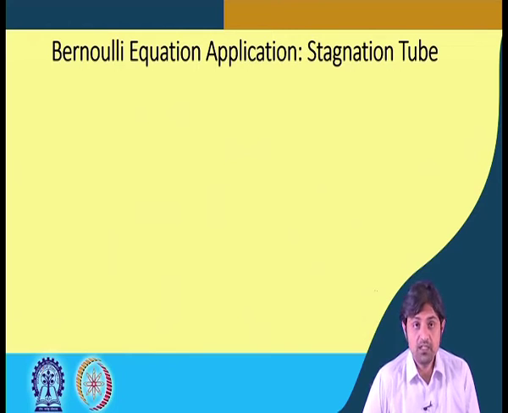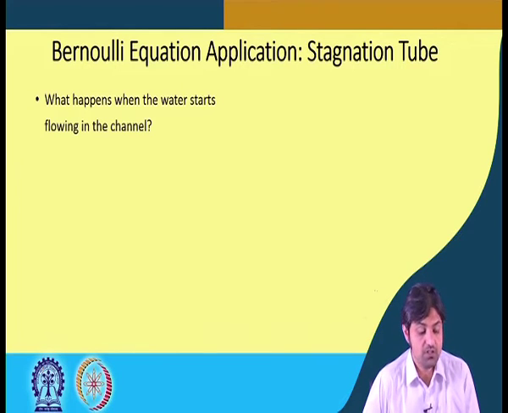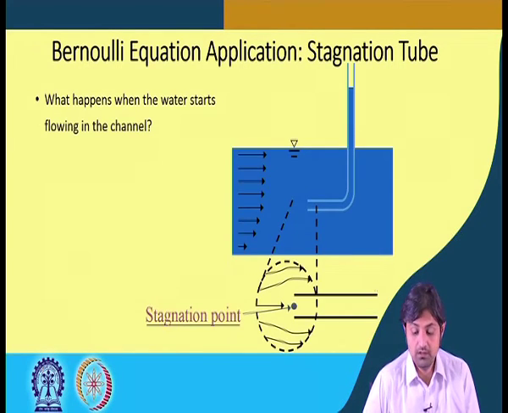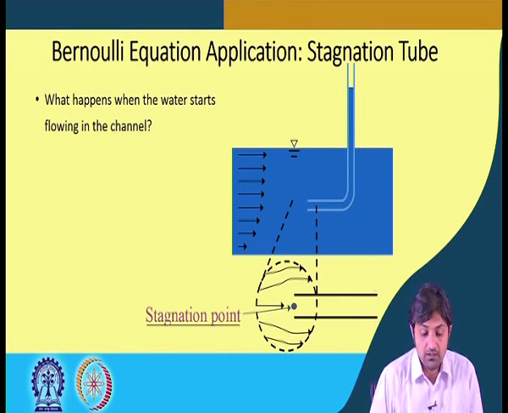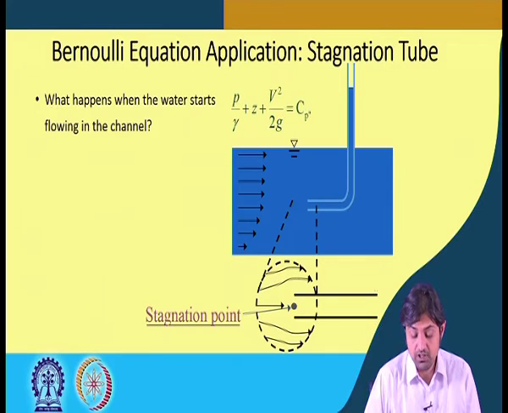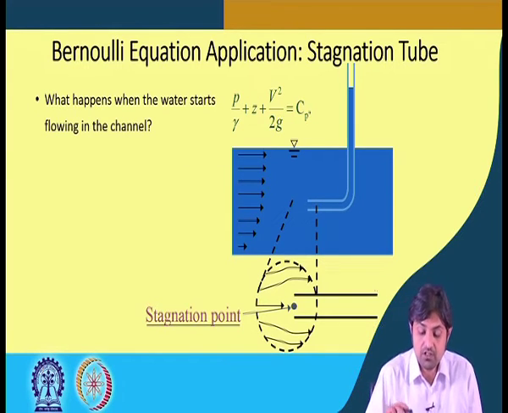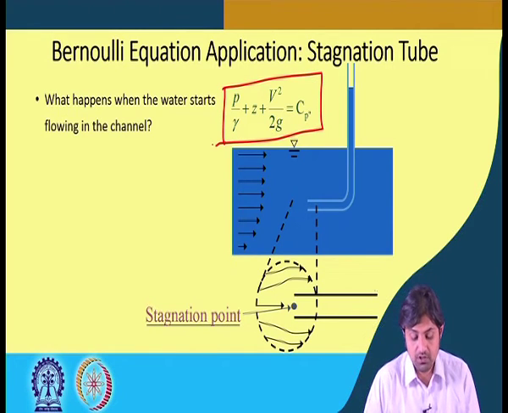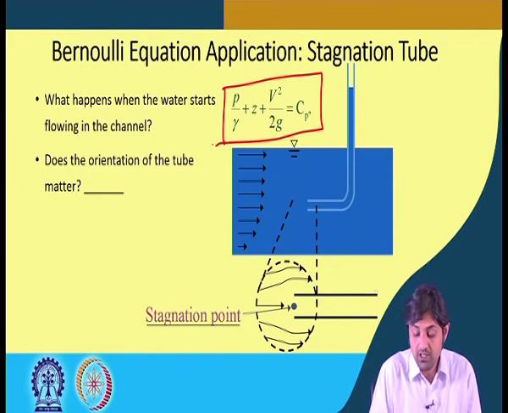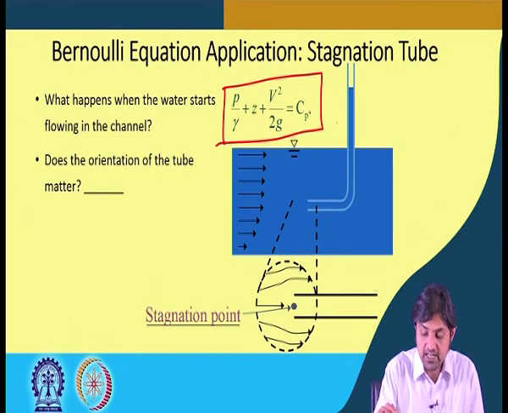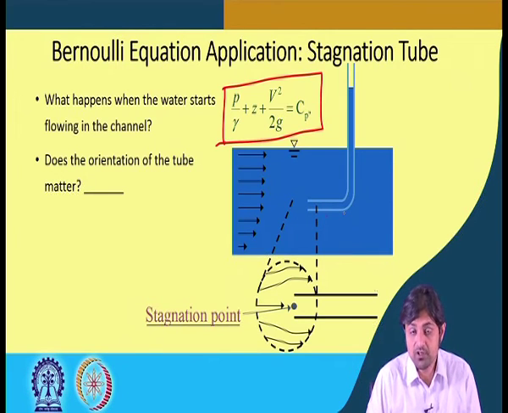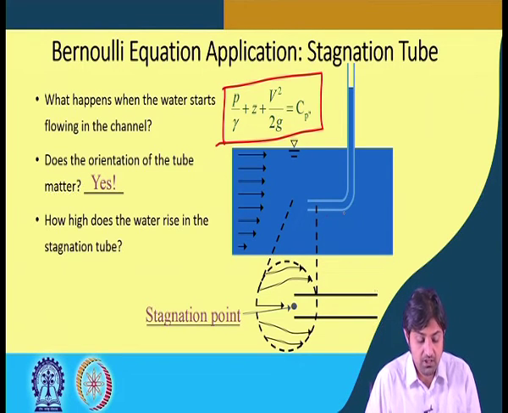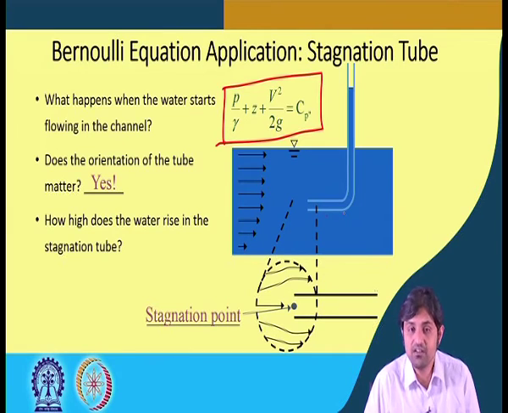So one of the other applications of Bernoulli's equation is the stagnation tube. What happens when the water starts flowing in the channel? For example, this. The Bernoulli's equation along a streamline can be given as P by gamma plus Z plus V square by 2g is equal to constant. Here the orientation of the tube is like this, but does the orientation of the tube matter? Yes, because it can change the value of Z. How high does the water rise in the stagnation tube? That we have to calculate.